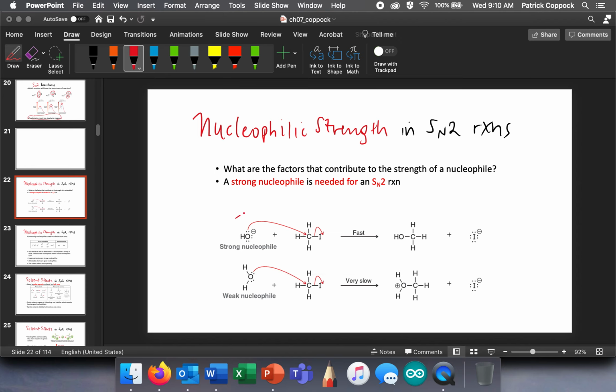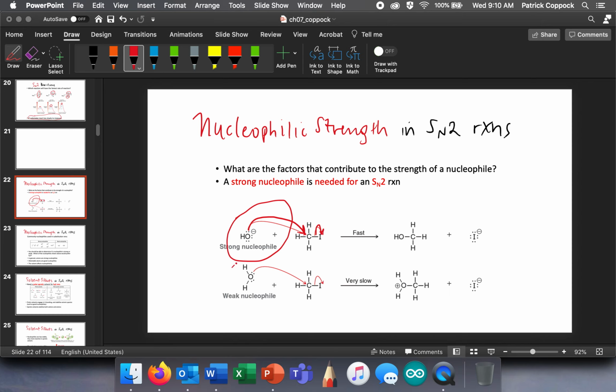So we're going to talk about the attacker, right? There's the nucleophile. How strong is the nucleophile? And we're going to talk about the solvent at the end of this conversation. So first of all, in order to have a concerted mechanism, we do need a strong attacker, right? So there's the attack.